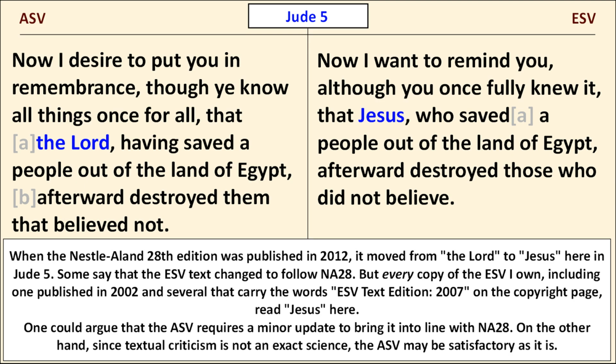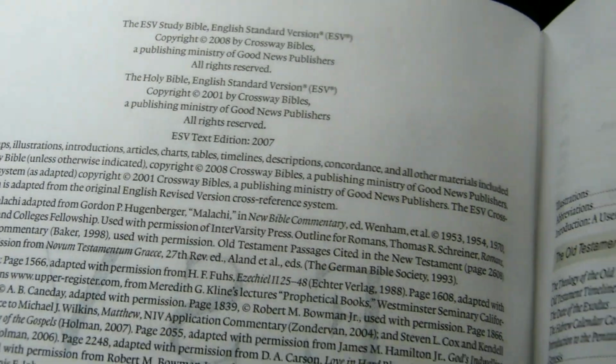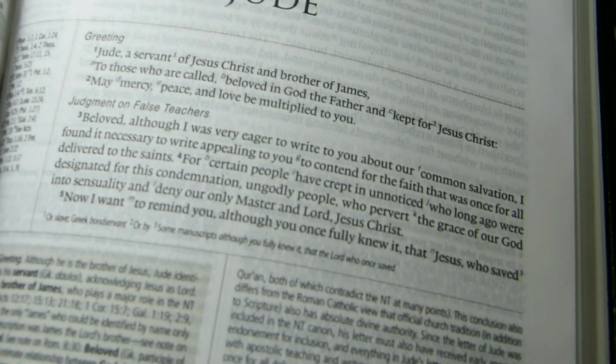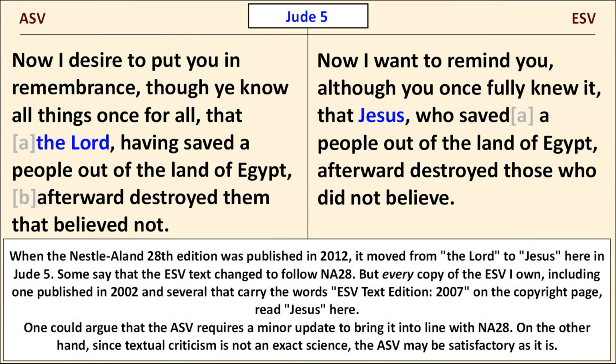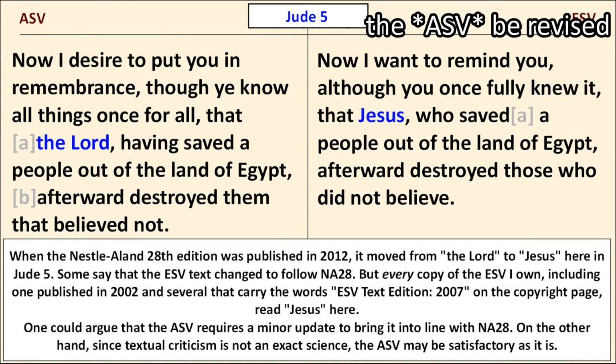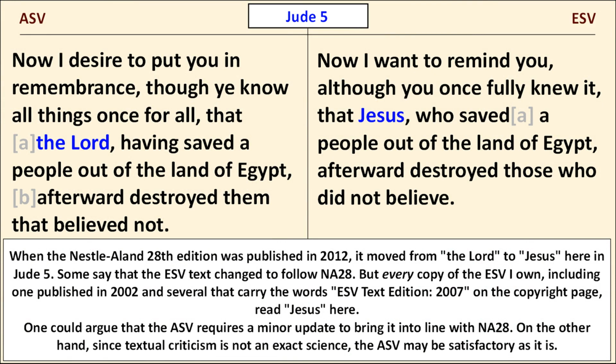In fact, every copy of the ESV I own, including one published in 2002, and several that carry the words "ESV Text Edition 2007" on the copyright page, read "Jesus" here. Remember that the NA28 was published in 2012, 5 years after the 2007 ESV. Some may recommend the ESV be revised to bring it into line with the NA28. In my opinion, since textual criticism is not an exact science, the ASV reading here is fine the way it is.